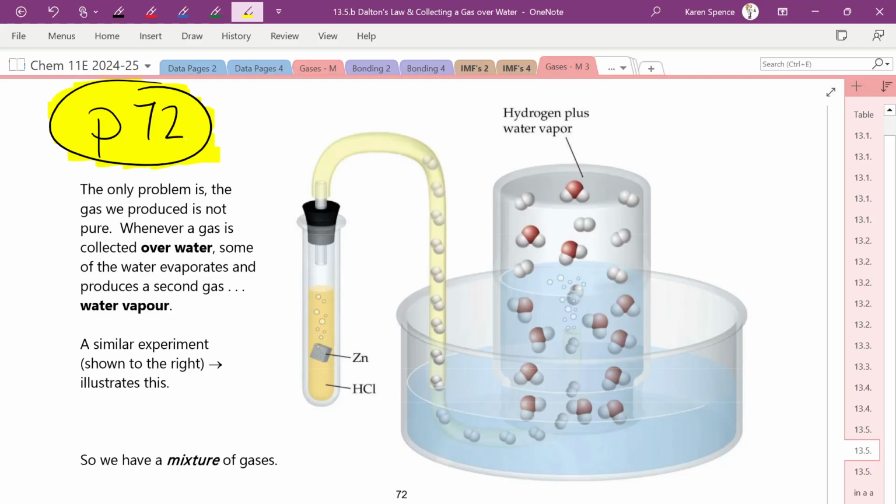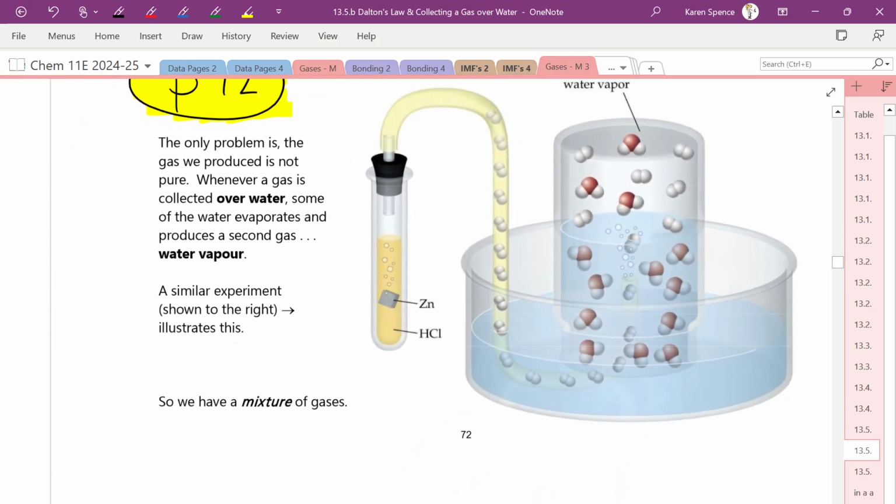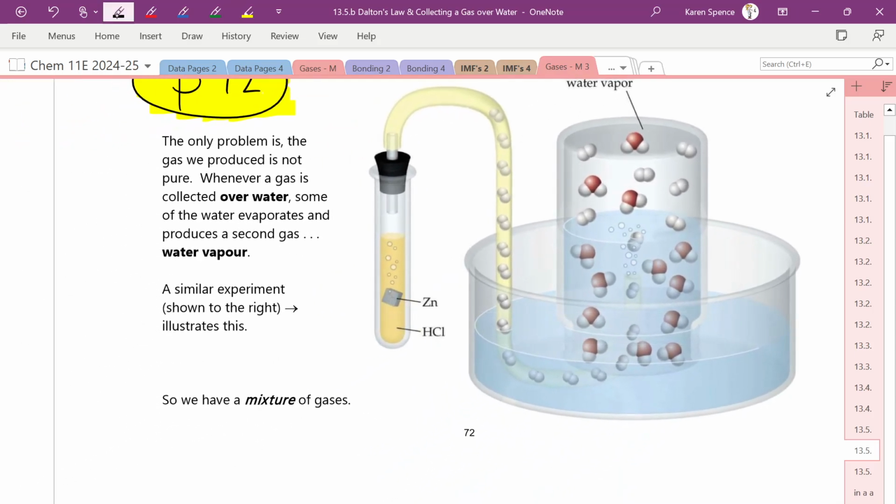We're on page 72. Last time we had a reaction in a test tube, and it produced bubbles and gas. I like this picture because it shows our zinc and our HCl. Our zinc is solid, our HCl is aqueous. And what would our products be of that reaction?